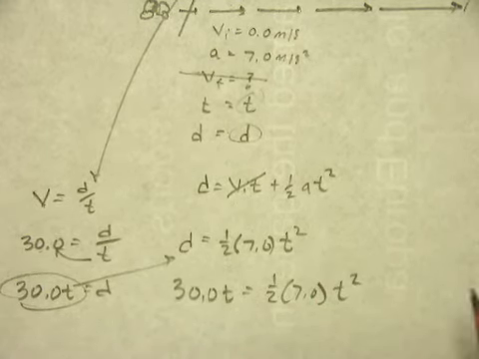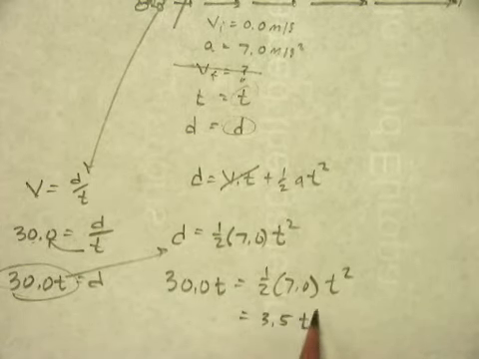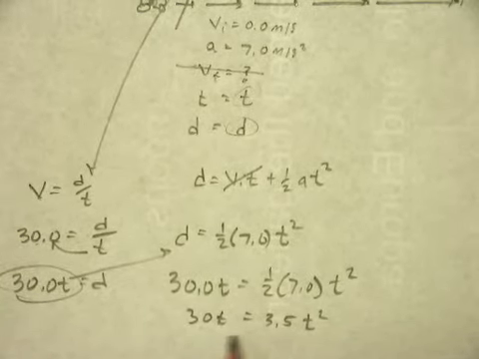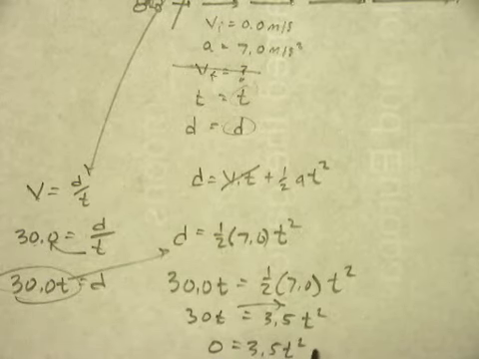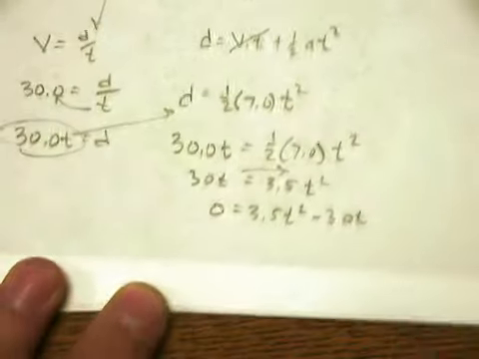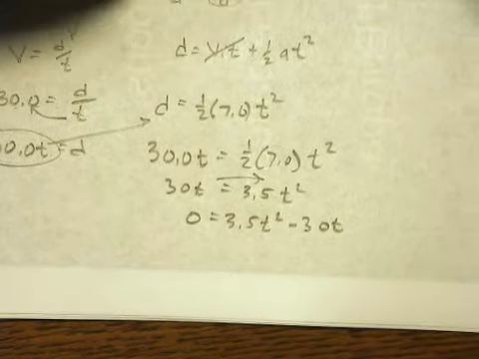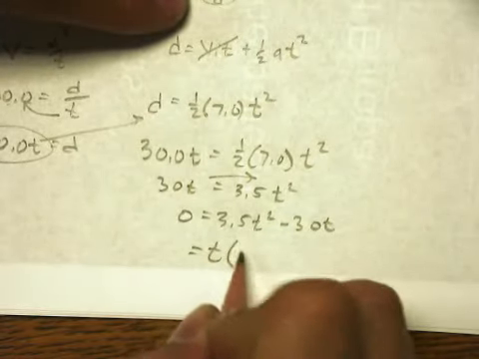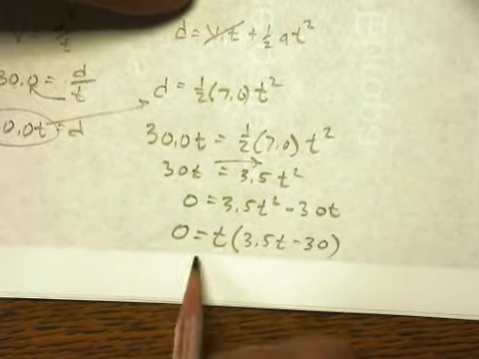Right? So then I solve it. So that's 3.5 t squared is equal to 30t. I'm losing my significant figures just because I really don't worry about them right now. So 0 equals 3.5 t squared minus 30t. Now you can solve this for t because you could do it a couple ways. You could use the quadratic, or you could factor. I'm going to factor it out. So I'm going to factor out a t. So t times (3.5t minus 30) equals 0.